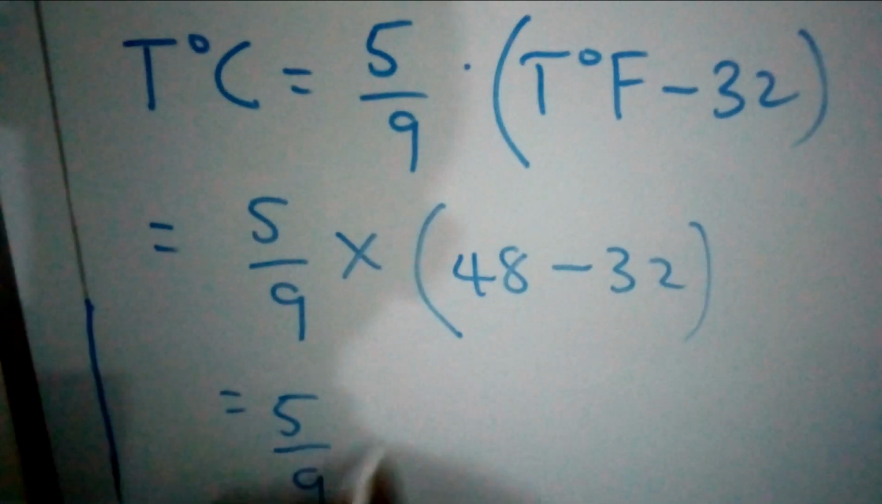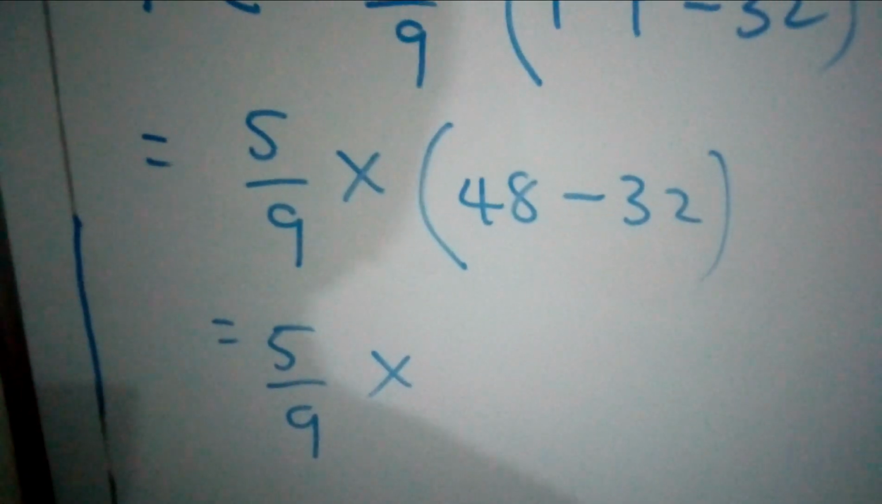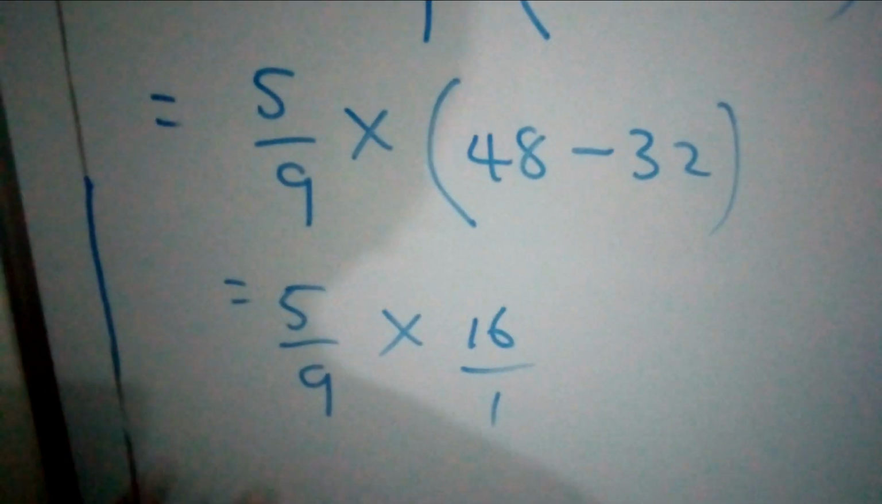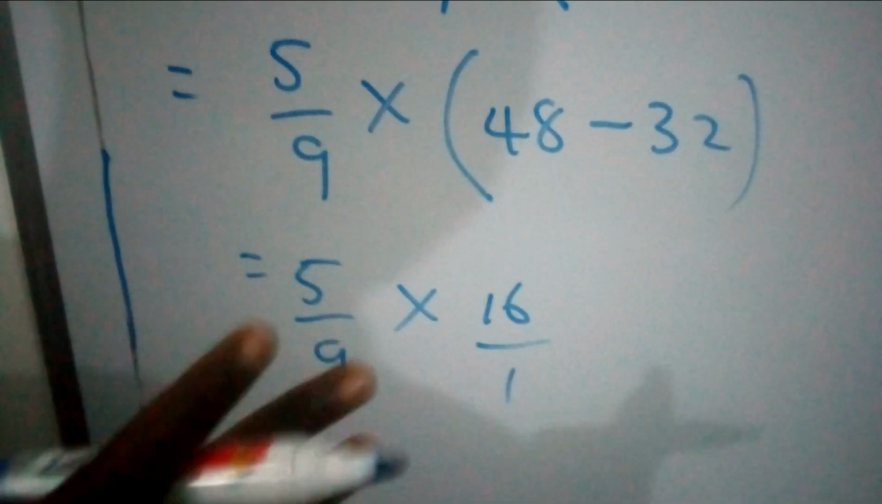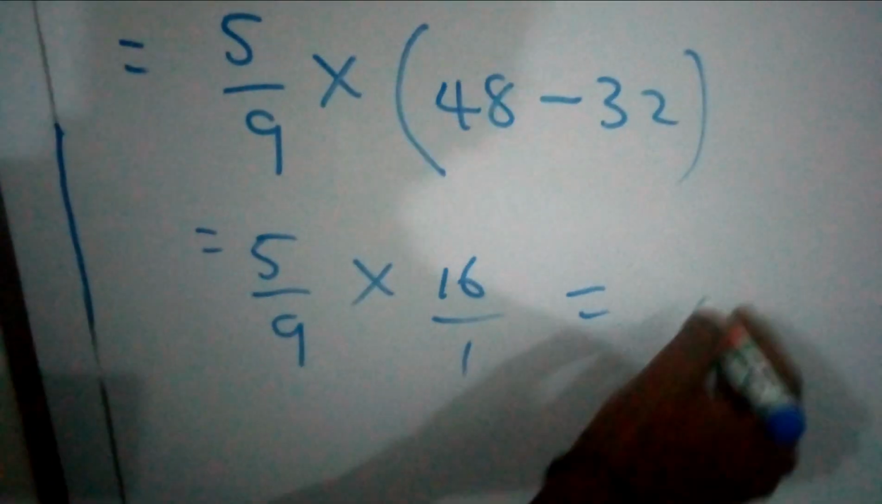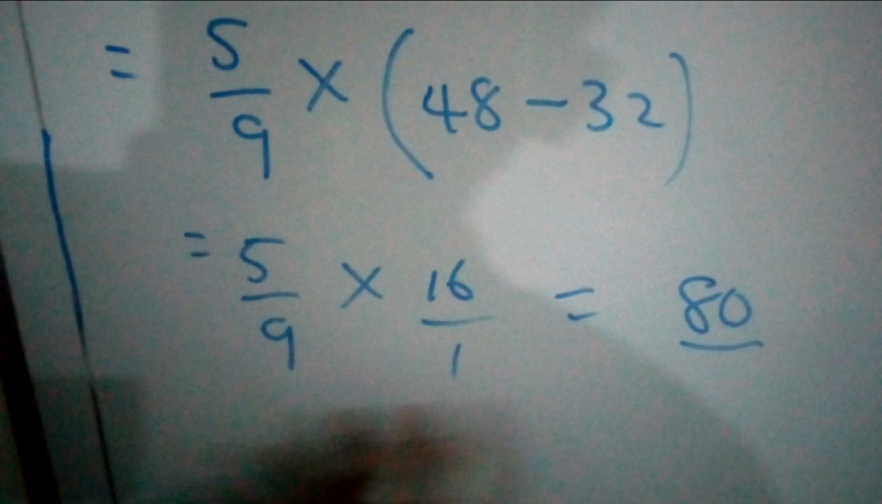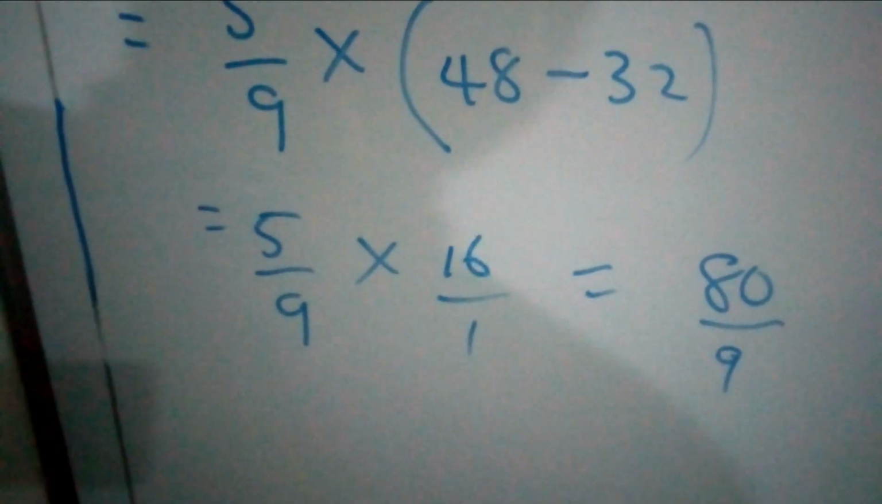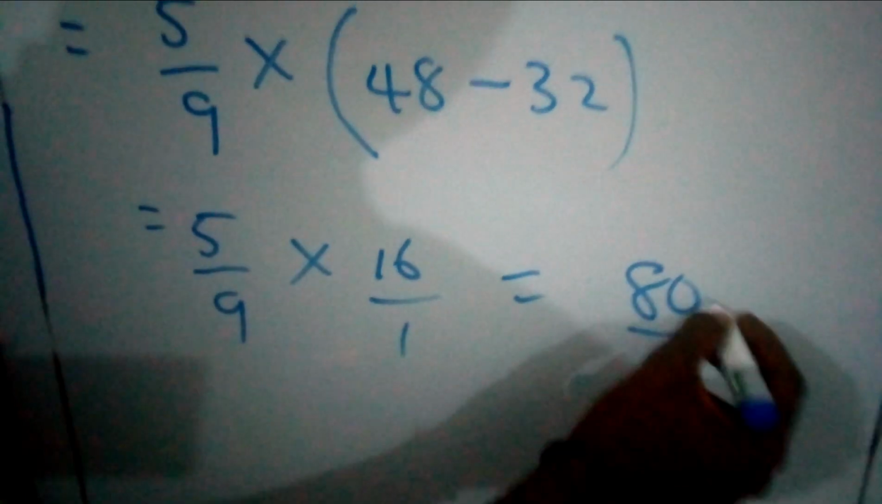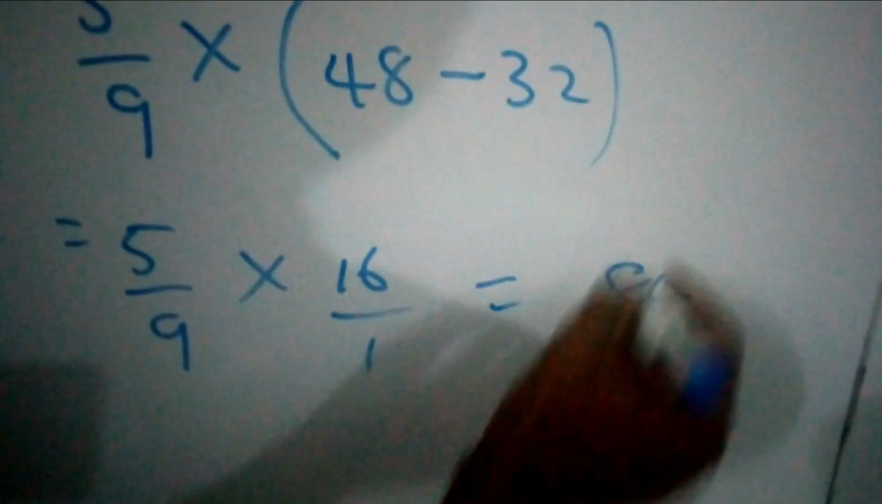5 over 9 times, what is 48 minus 32? That should give you 16 over 1. Now if you look at it carefully, nothing can cancel out, so you need to multiply. 5 times 16 should give you 80 over 9 times 1, which is 9. Alright, we need to divide. 9 in 80 should be 8 times.